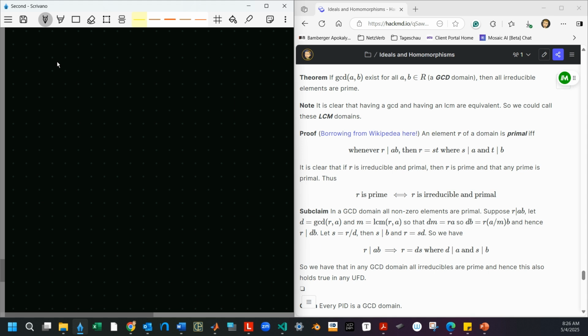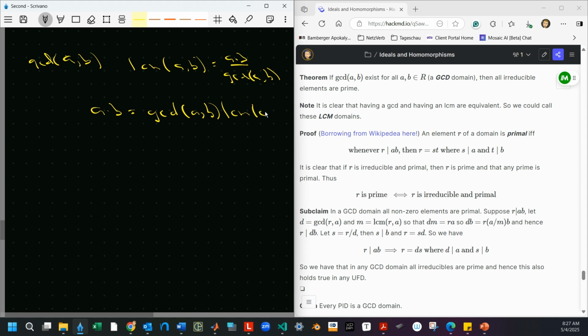Okay, so now I want to show, suppose we have GCDs. Oh, and by the way, once we have GCDs, so if A and B have a GCD, then we also, of course, have the LCM of A and B, and you can check that these are what you would expect them to be. That's going to be just A times B over the GCD, and you have the property that A times B equals the GCD of A and B times the LCM of A and B, as you'd expect.